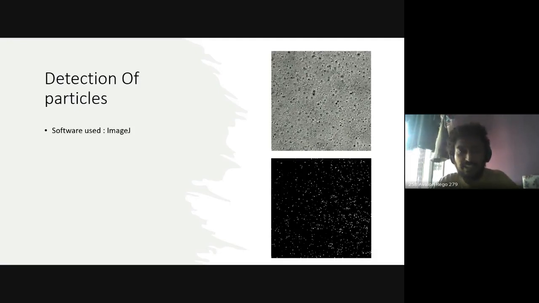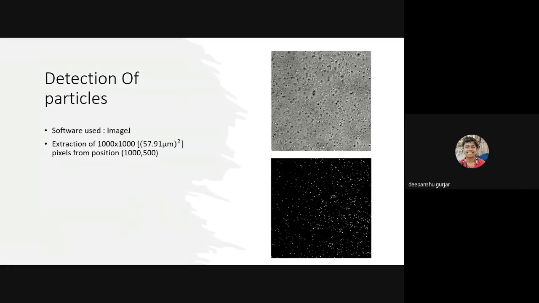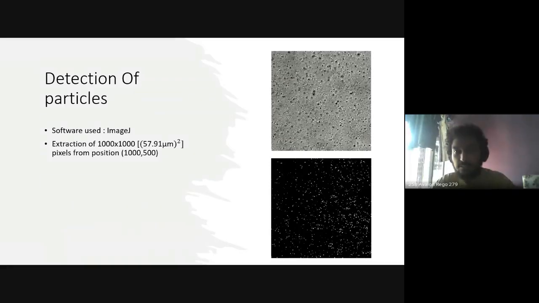So in the end, we decided that the best would be ImageJ. Using ImageJ, we extracted a small sample of 1000 by 1000 pixels, which starts from 1000,500. So the actual size of the sample would be 57.91 micrometers along a side, so the area considered would be the square of that.